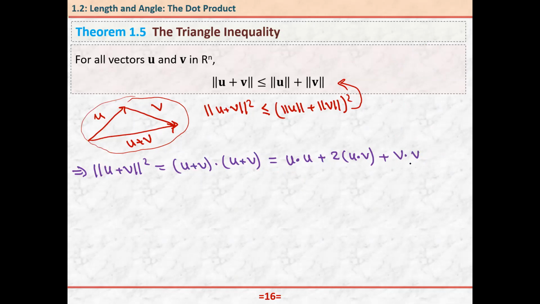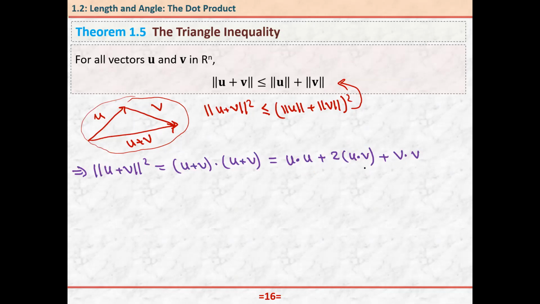Now, we know that U dot U is positive. I have nothing to do, right? And also we know that that just gives us the square of this norm, and also it gives us the square of this norm. But how about this U dot V? I don't know if it is negative or positive.